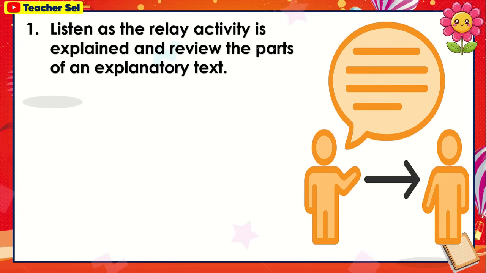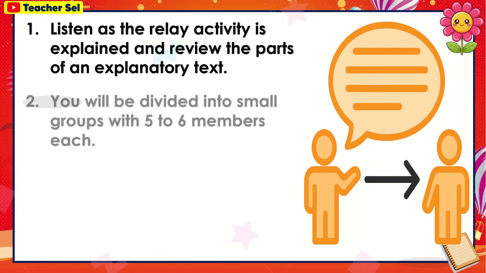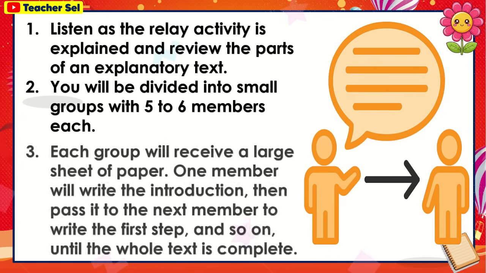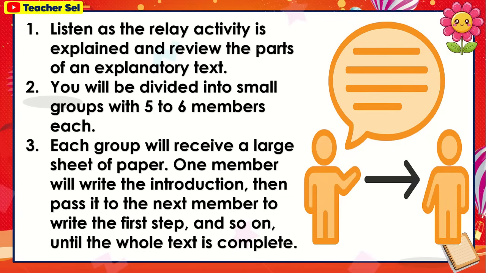Listen as the relay activity is explained and review the parts of an explanatory text. You will be divided into small groups with 5 to 6 members each. Each group will receive a large sheet of paper. One member will write the introduction, then pass it to the next member to write the first step, and so on, until the whole text is complete.